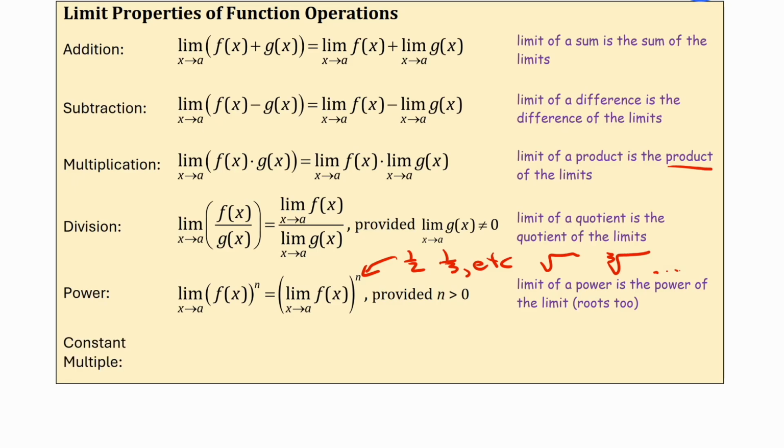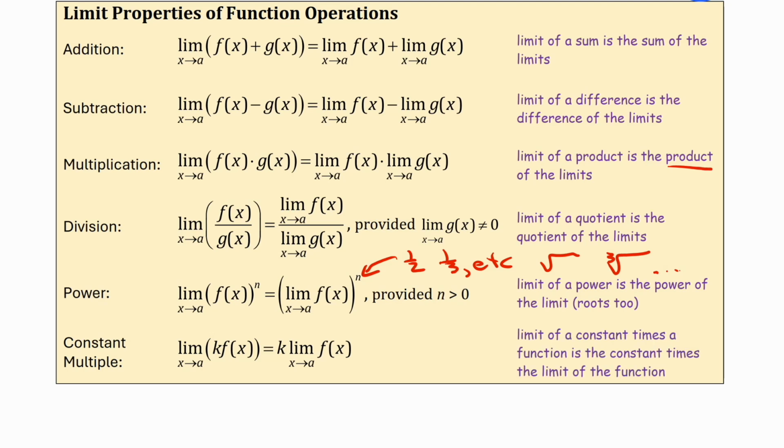Last, we have the constant multiple limit property. So if you're looking at the limit of a constant multiple, k times f of x, you can work that out by multiplying k times the limit of the individual function. Another way to think about it is, if you have this constant in here, you can kind of pull it out and then just multiply it by the limit of the individual function. The limit of a constant times a function is the constant times the limit of the function.